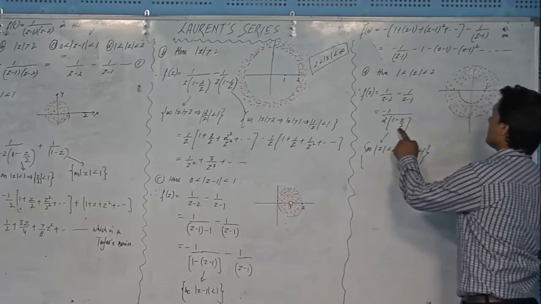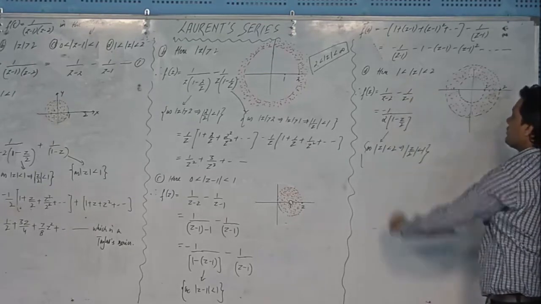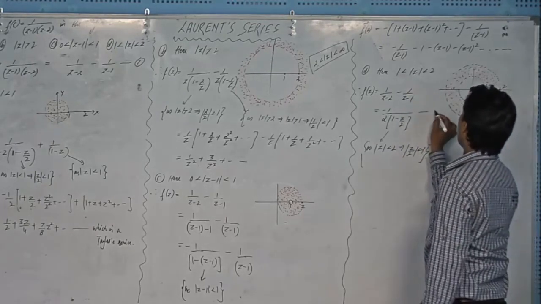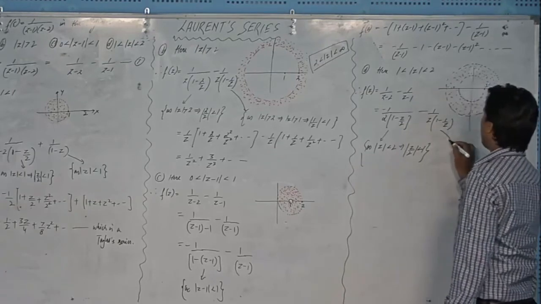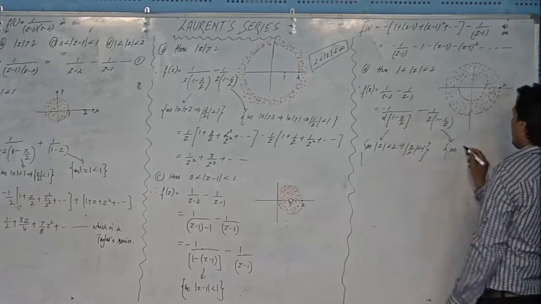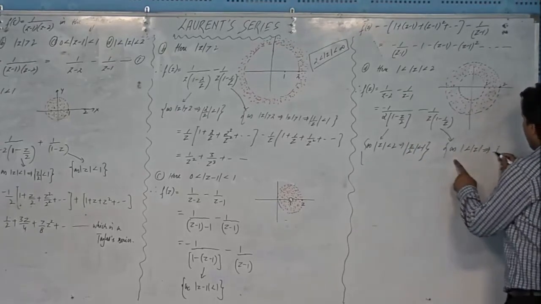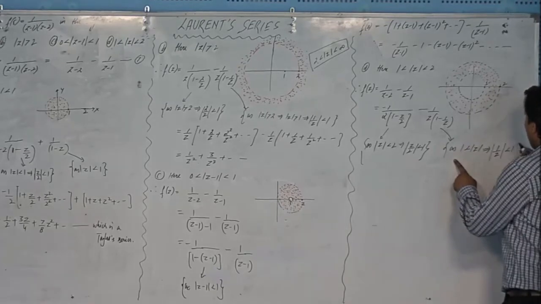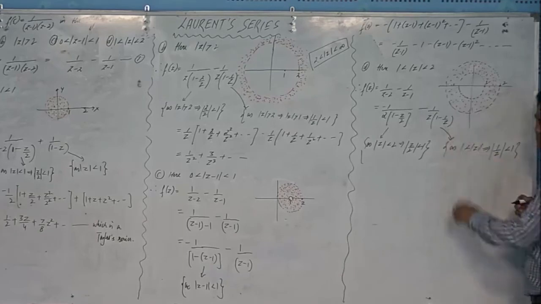That's why we have created z by 2 here. And 1 is greater than z, so 1 by z should be created. So z should be taken common, 1 minus 1 by z. And the validity of this step lies in the fact that 1 less than mod z implies that the modulus of 1 by z is less than 1, and that's why I have created 1 by z here, right? This is a very important step.